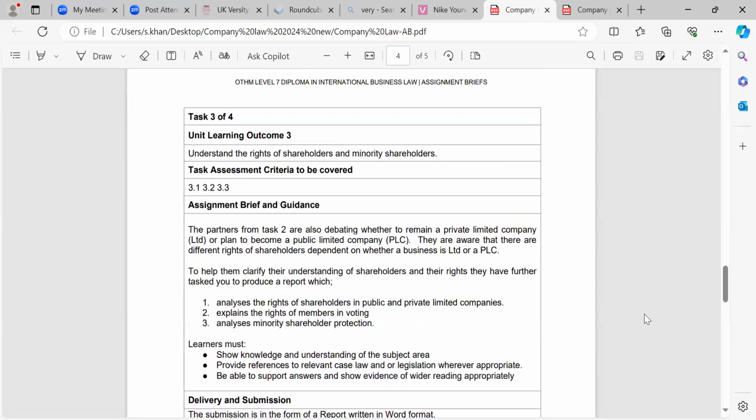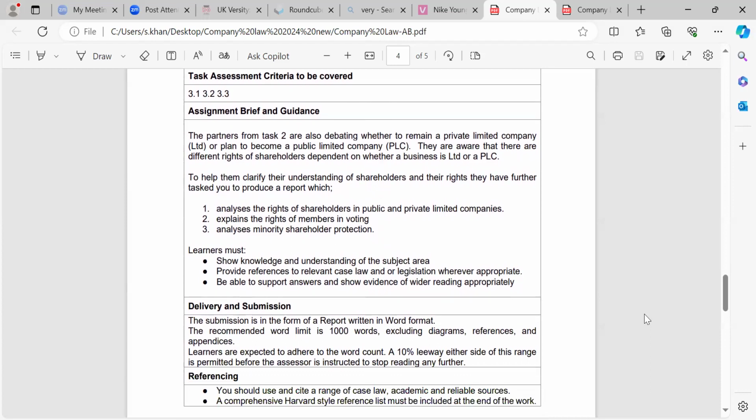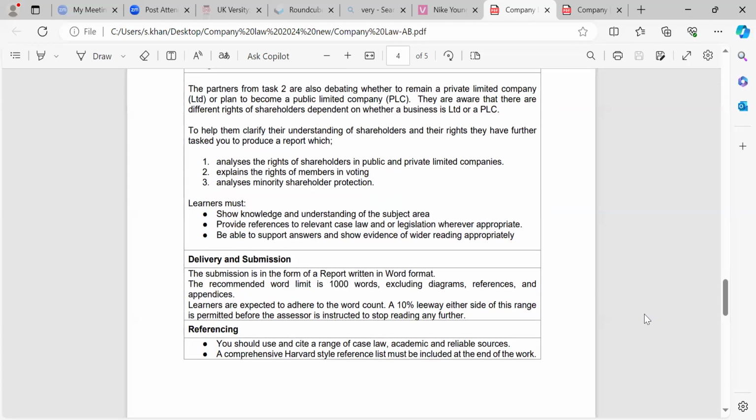Now we're looking at task 3 of 4. The unit learning outcome for task 3 is unit learning outcome 3, to understand the rights of shareholders and minority shareholders. So the task assessment criteria to be covered are 3.1, 3.2, 3.3. So the assessment brief and guidance. So this is task 3.